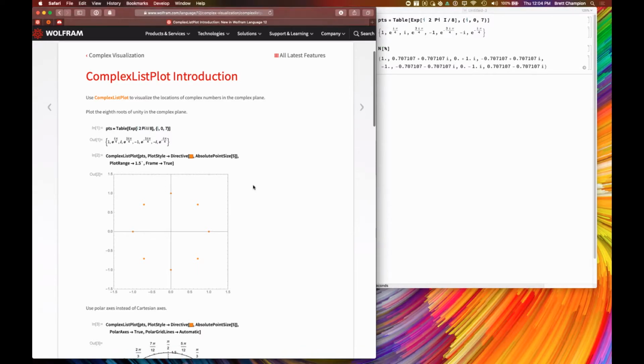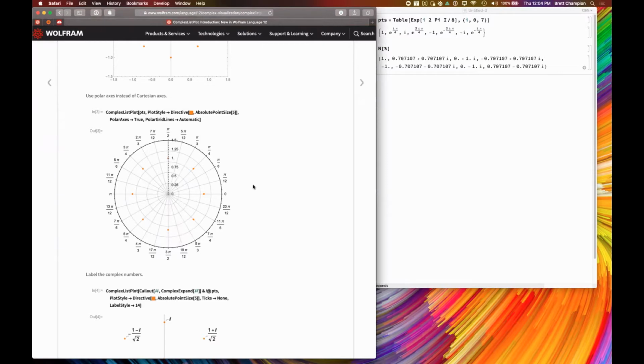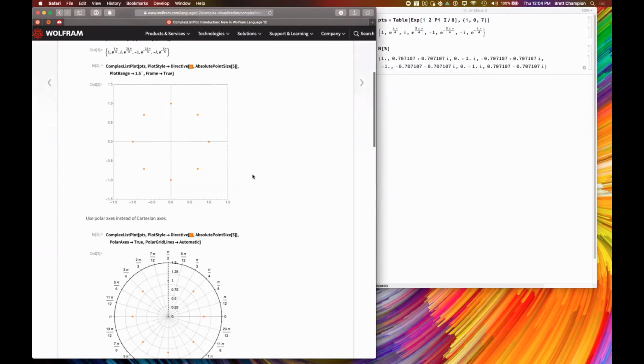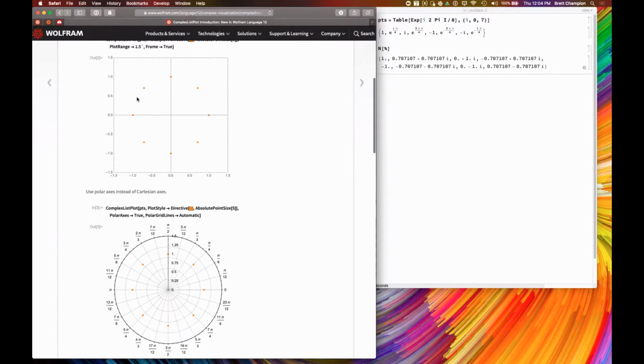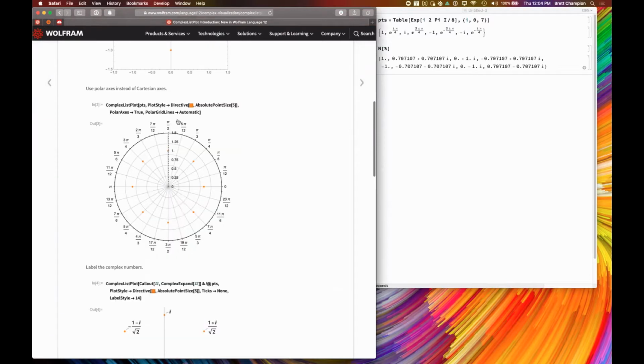And this is built on top of our existing ListPlot. It has a little bit of additional functionality added into it. So in addition to looking at a Cartesian, real and imaginary axis, we can also tell it to use polar axes, in which case the radius is the magnitude, the absolute value, and we look at from 0 to 2 pi as the argument.